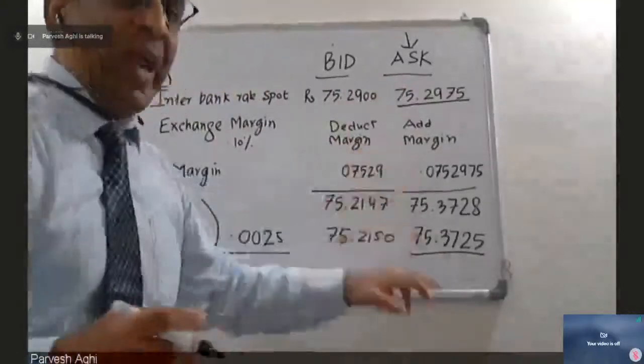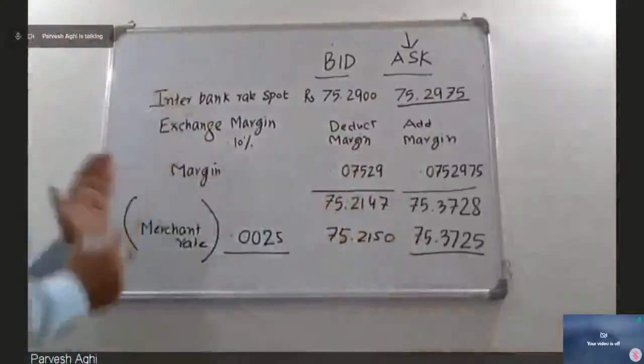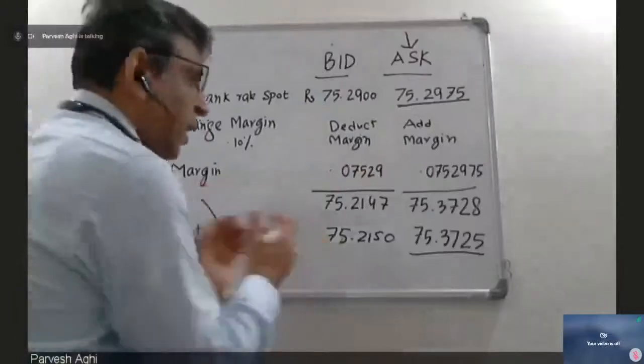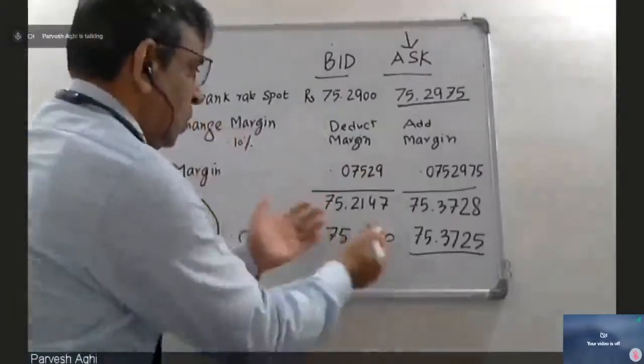So the margin is added here. Okay, that's the logic. Fine. Now let's come to the bid rate. Now you as a customer went to the bank and you wanted to sell the dollar. Okay, so you said, I want to sell $1.